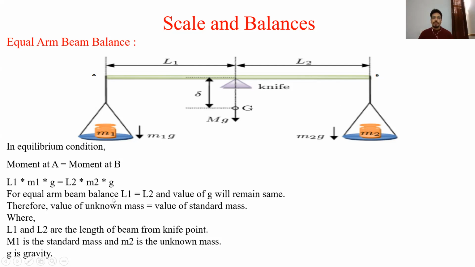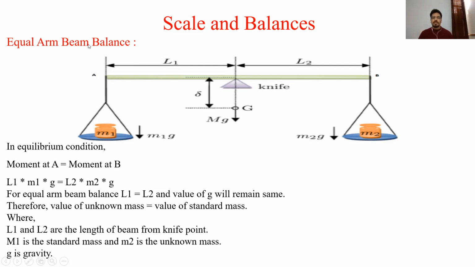So for the equilibrium beam balance, I have told you that L1 is equal to L2, and the value of g will remain the same for both the pans. Therefore, the value of unknown mass is equal to the value of standard mass. So we can easily measure the unknown mass with respect to the standard mass.